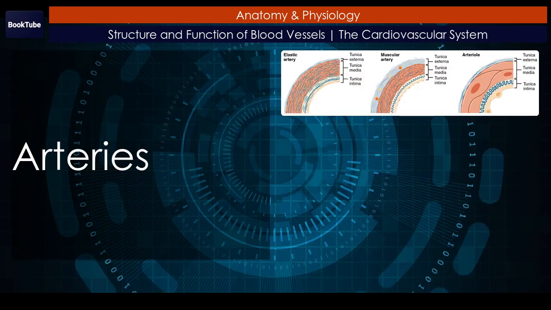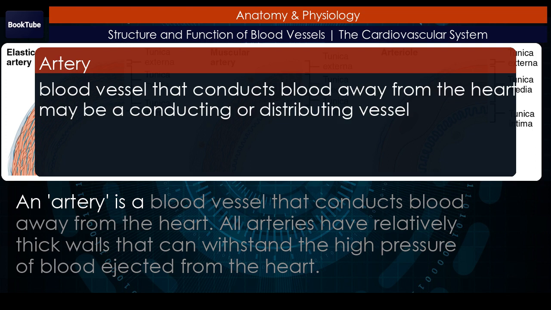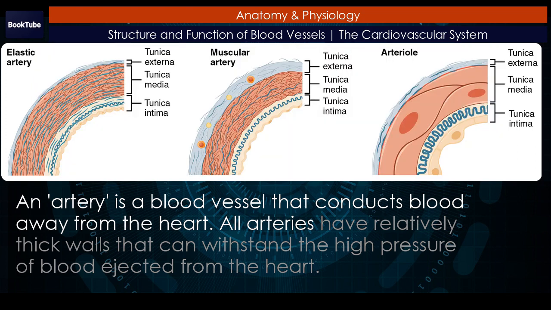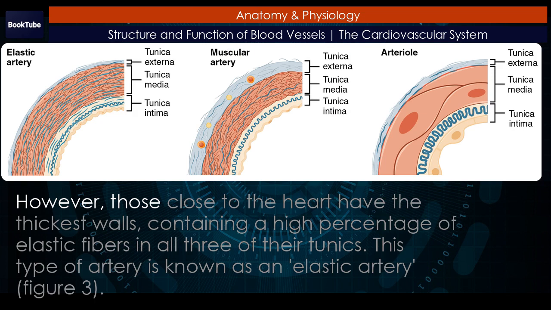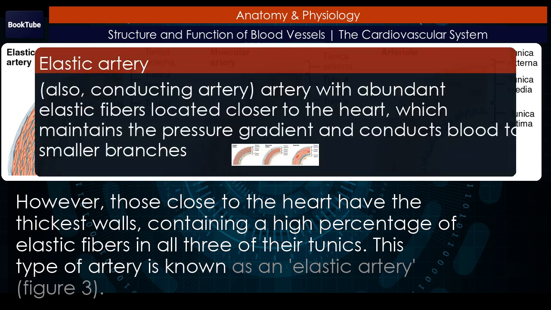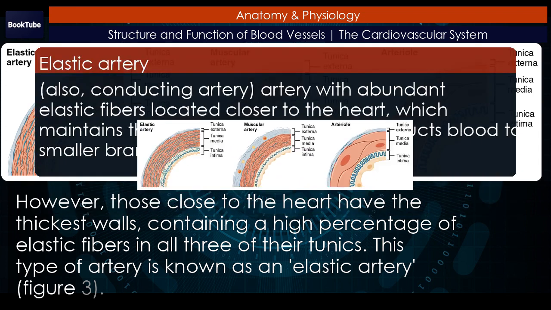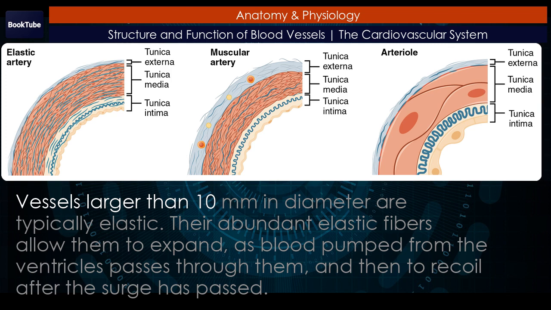flow. Arteries. An artery is a blood vessel that conducts blood away from the heart. All arteries have relatively thick walls that can withstand the high pressure of blood ejected from the heart. However, those close to the heart have the thickest walls, containing a high percentage of elastic fibers in all three of their tunics. This type of artery is known as an elastic artery. Figure 3. Vessels larger than 10 mm in diameter are typically elastic.